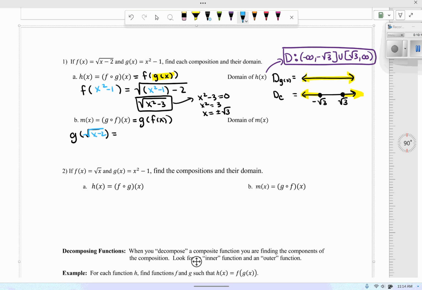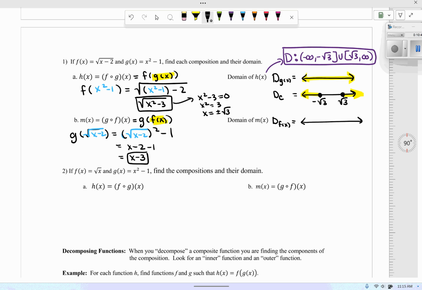And g of x is x squared minus 1. So we're plugging in the square root of x minus 2 for x. And when we simplify, when you have a square root of something squared, that cancels out the square root. So that becomes x minus 2 minus 1, which gives us x minus 3. So again, now what we're substituting in is f of x. So we have to look at the domain of f of x.